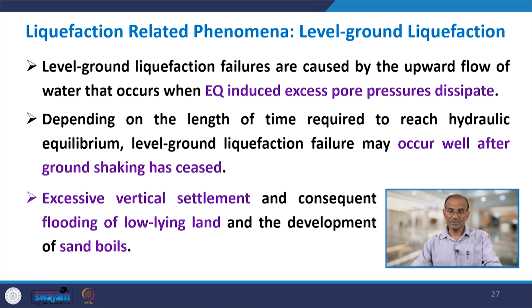Continuing with level ground liquefaction. These failures are caused by the upward flow of water that occurs when earthquake induced excess pore pressure dissipates. What happens? During shaking, during liquefaction, excess pore water pressure develops, but a point will come where it gets dissipated. Depending on the length of time required to reach hydraulic equilibrium, level ground liquefaction failure may occur well after ground shaking has ceased. Excessive vertical settlement, consequent flooding of low lying land and the development of sand boils are some of the examples related to level ground liquefaction.